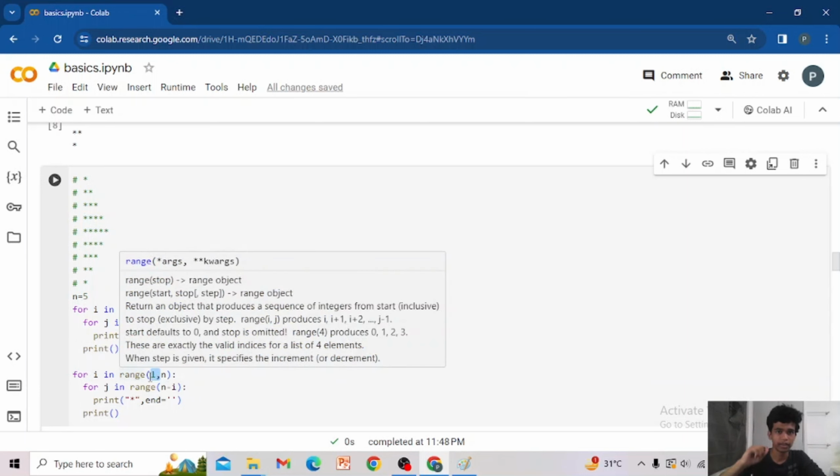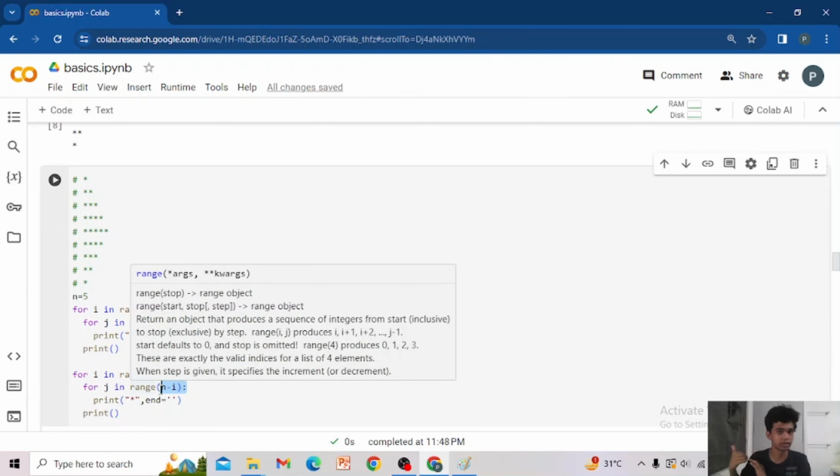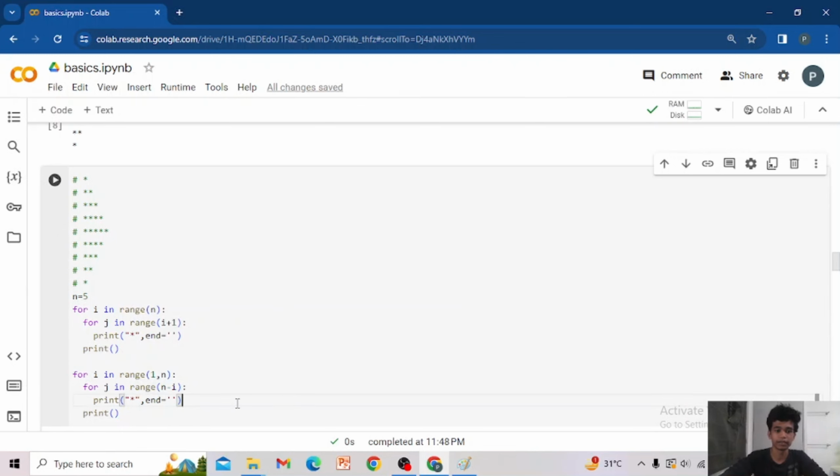So in the first row, how many stars will I print? N minus 1, which is equal to 4 stars, then 3 stars, then 2 stars, then 1 star. So that's the reason why I am starting from 1. Starting from 1 to 5, then 1, 2, 3, 4. So only 4 times the row got printed, and in each iteration I will print 4, 3, 2, 1 stars. Fine. So this is the pattern. Let me submit it.